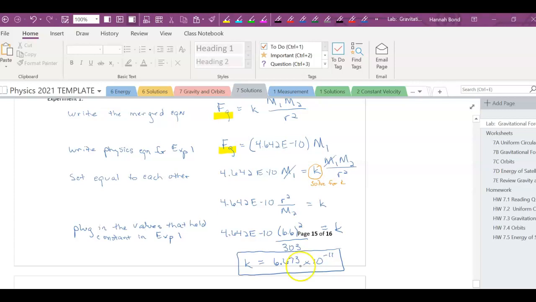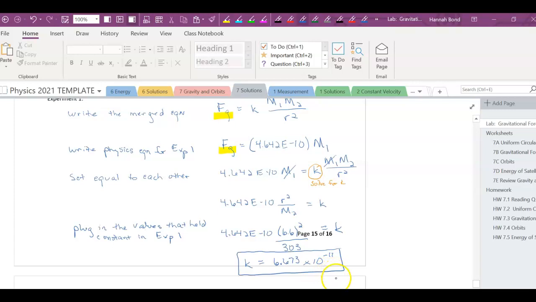If you get a number that is different than this, 6 point anything times 10 to the negative 11th is okay. But if you were to get 4 times 10 to the negative 11th, that's not correct. If you were to get something times 10 to the negative 7th, that's not correct. It has to be very close to this number. The simulation should give us very exact results.